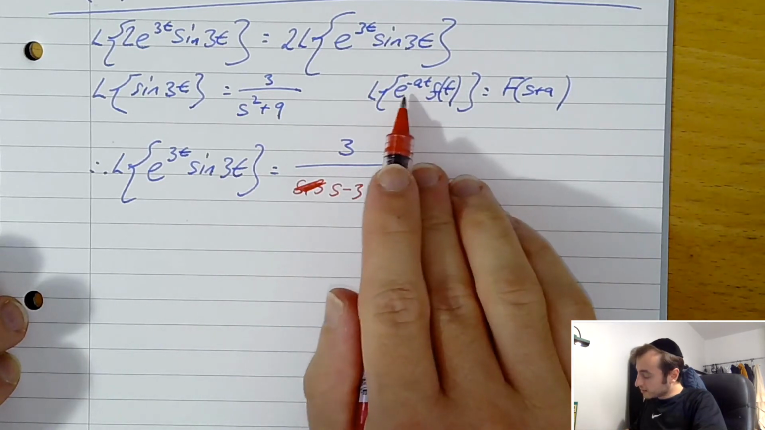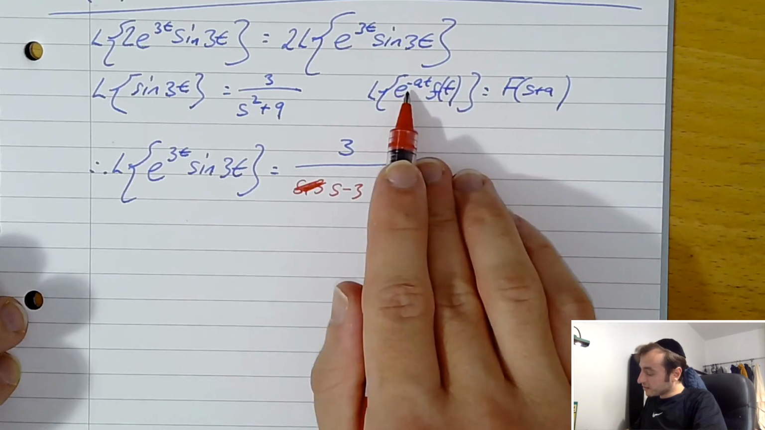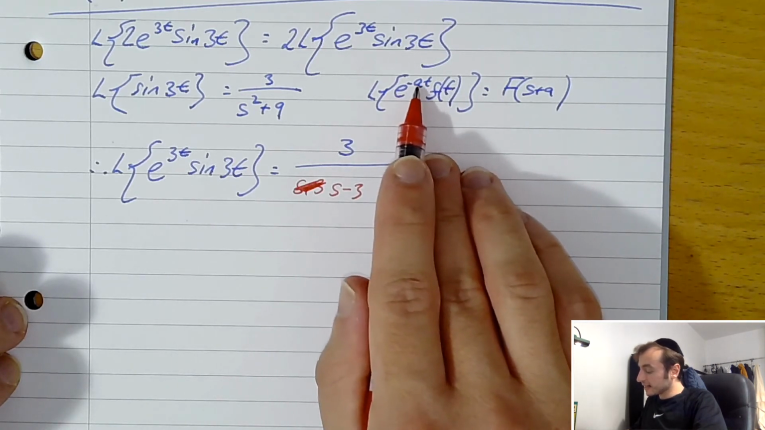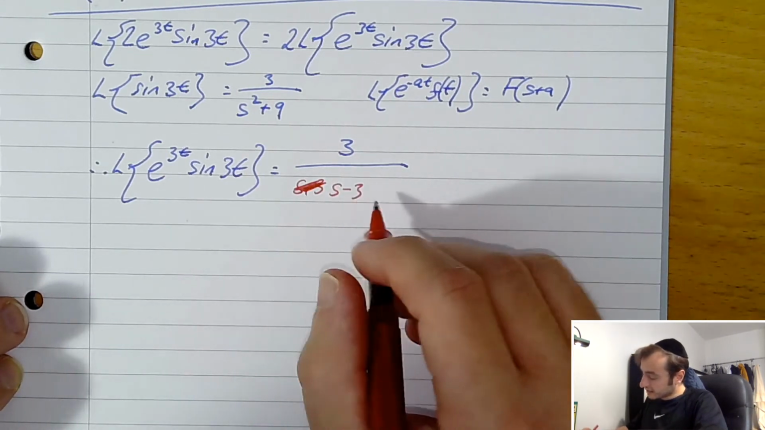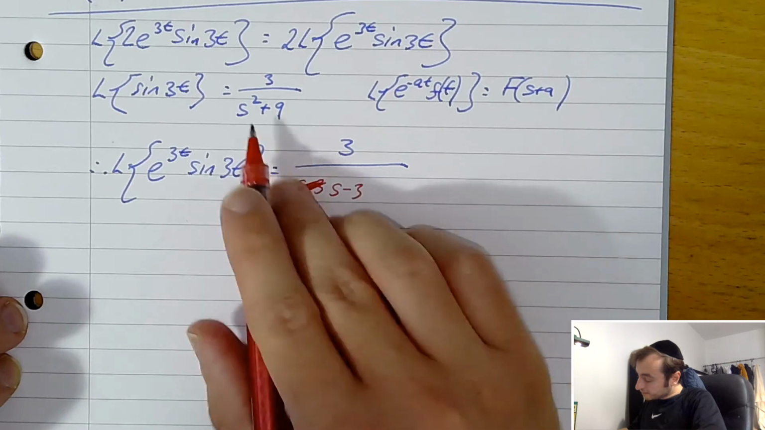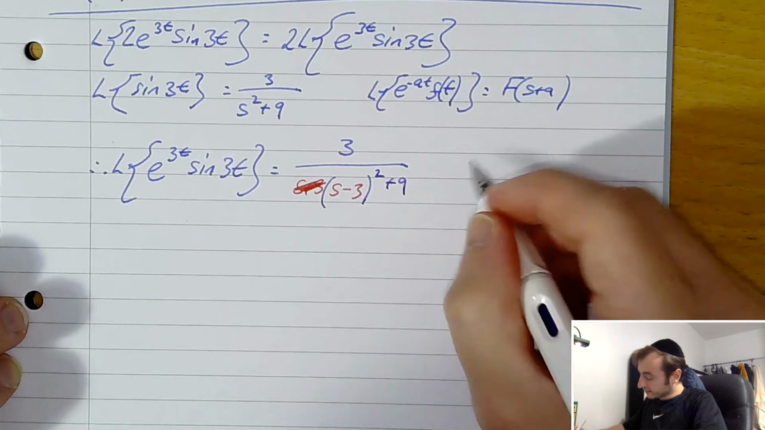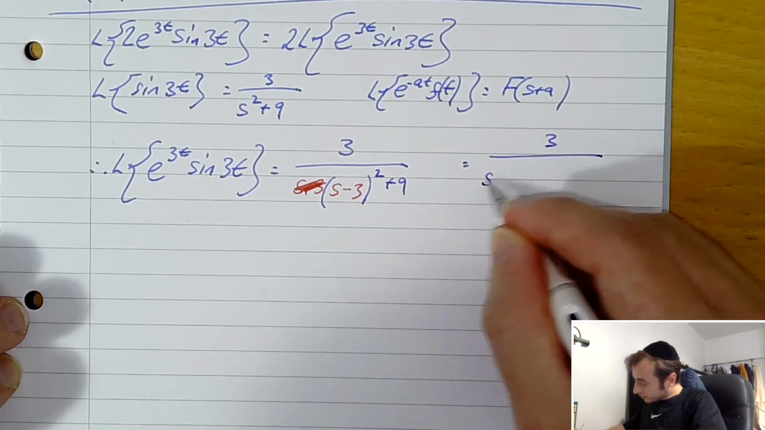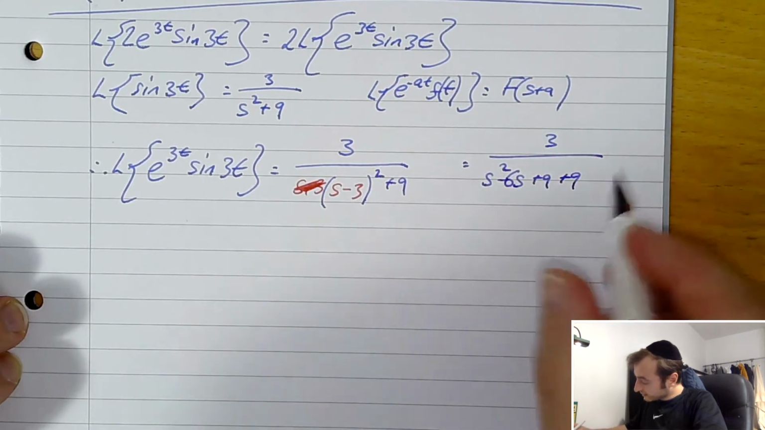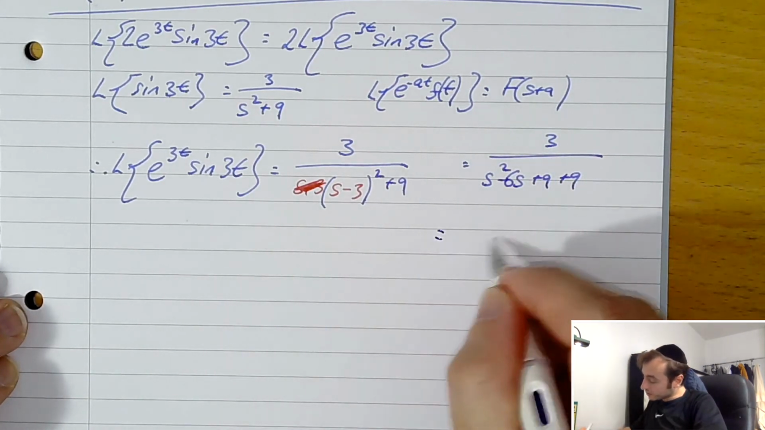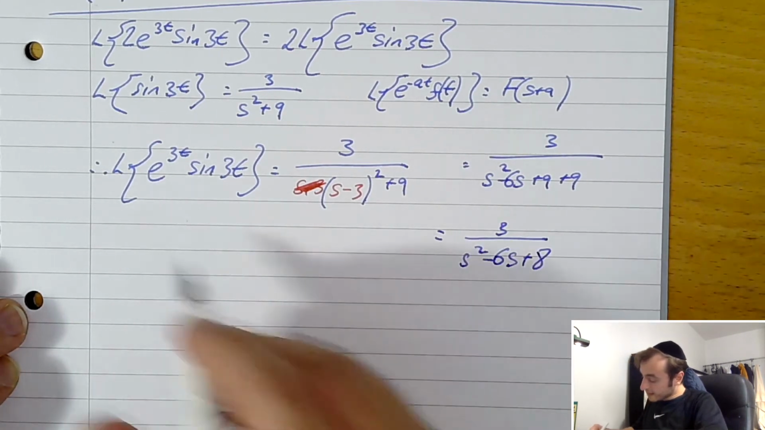Not s plus 3, because the definition of the first shift theorem is that for s plus a, the e to the index has to be a negative a, yeah? And since here it's positive, so we know that this is going to be negative, so it's actually going to be s minus 3 squared plus 9, which equals 3 on s squared plus 9 minus 6s plus 9. And that's going to equal 3 on s squared minus 6s plus 18.